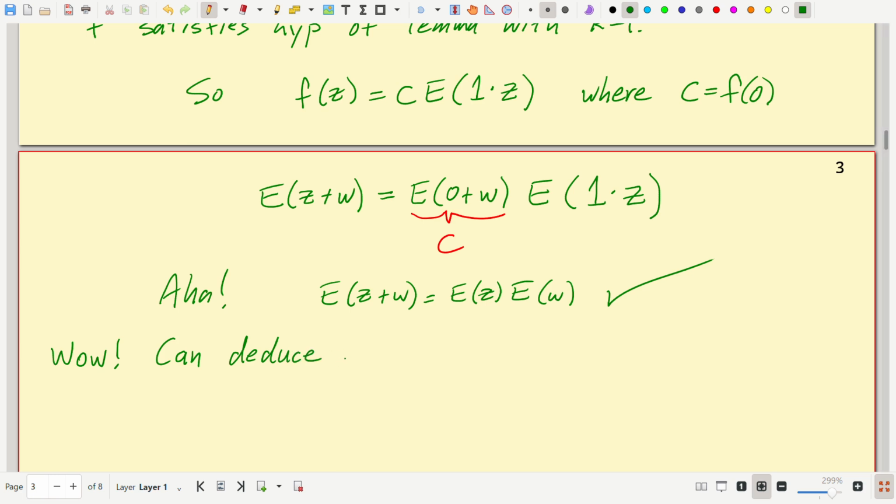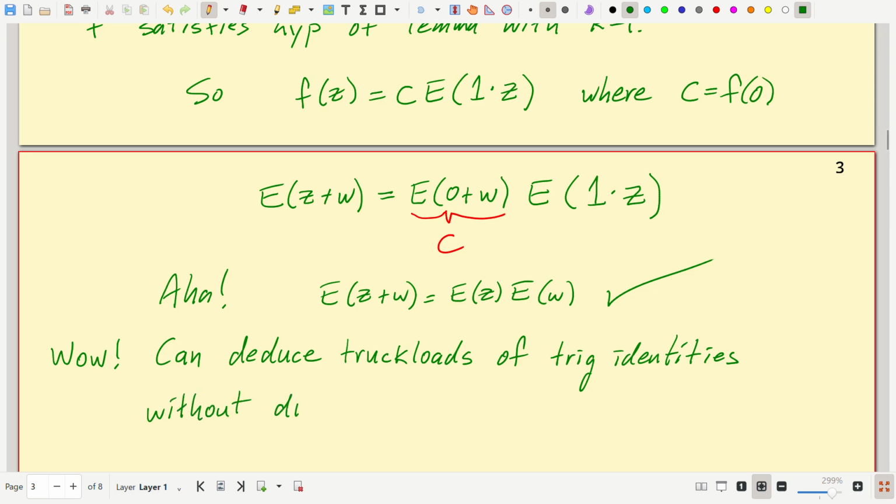Deduce truckloads of trig identities without drawing a single triangle. That's kind of cool.